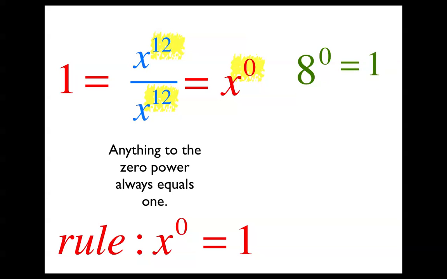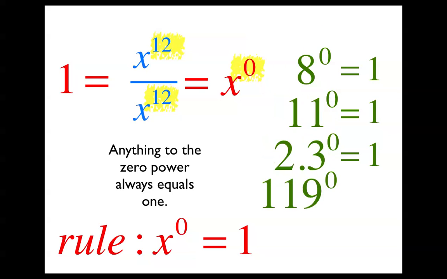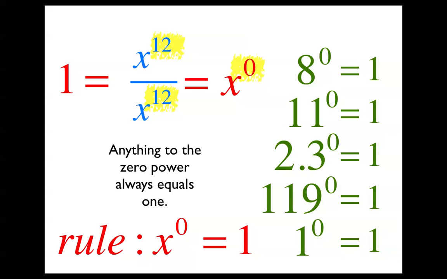So 8 to the 0 power is 1. 11 to the 0 power is 1. 2.3 to the 0 power is 1. Anything to the 0 power equals 1. Even big numbers. And even 1 to the 0 power is 1. Anything to the 0 power always equals 1.